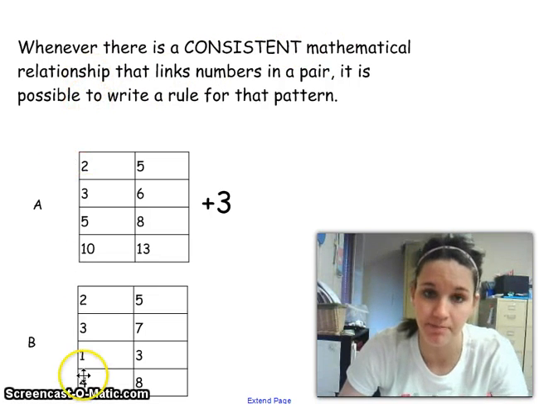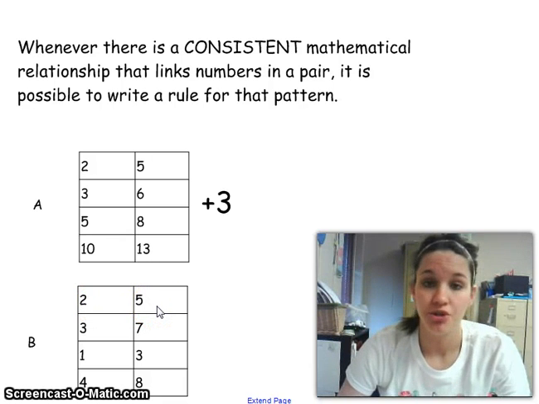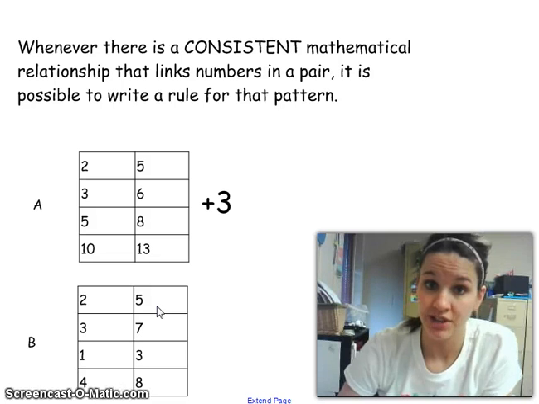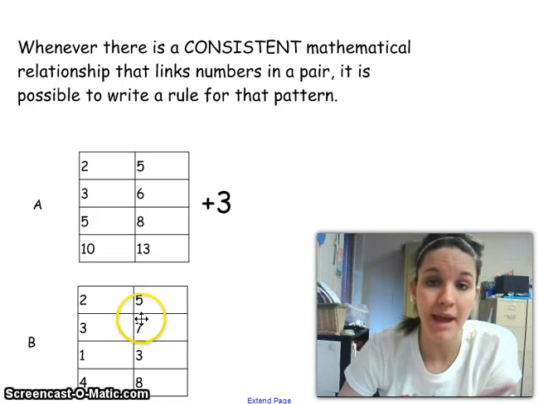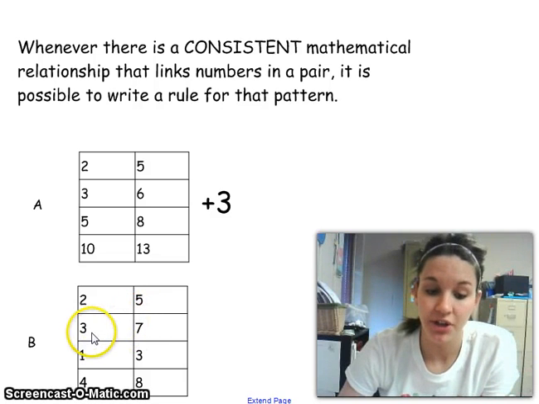Let's look at table B. 2 to 5, starting with the same thing. And I'm going to do the same thing I did with that first table. The first thing I notice is that I'm adding 3. But in order for it to be a pattern and for there to be a rule, it has to be consistent. So let me look at the second one, 3 to 7.